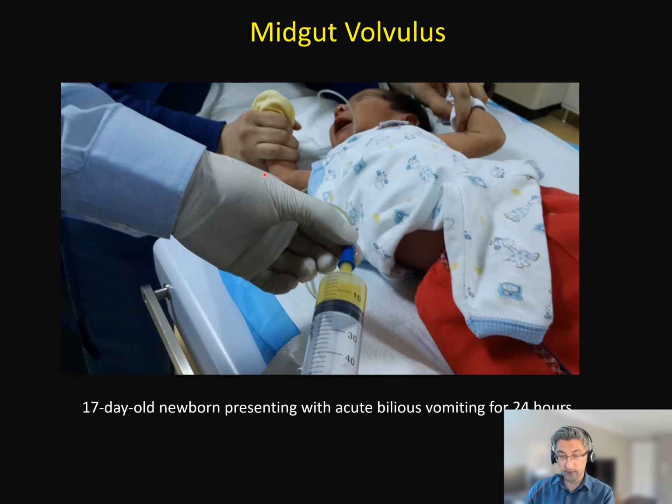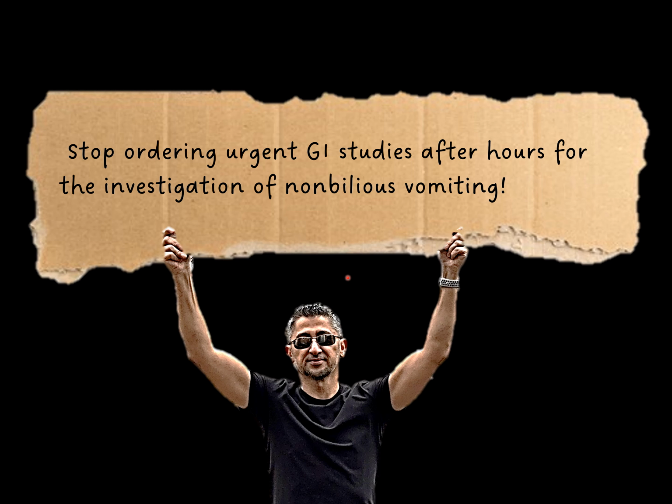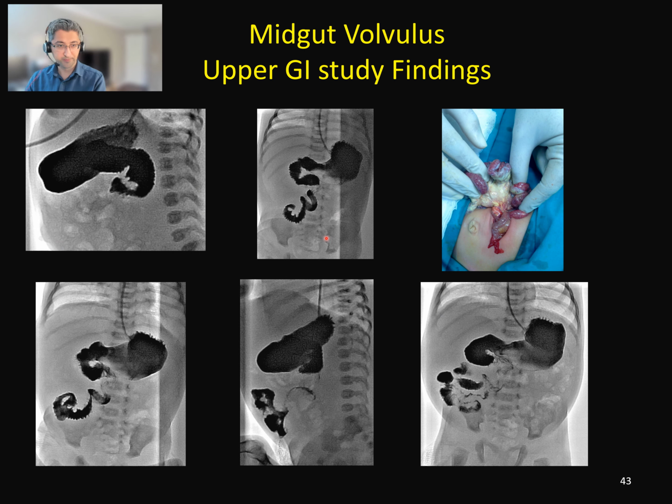So for midgut volvulus, bilious vomiting is important. So stop ordering urgent GI studies after hours for the investigation of non-bilious vomiting. It's important.